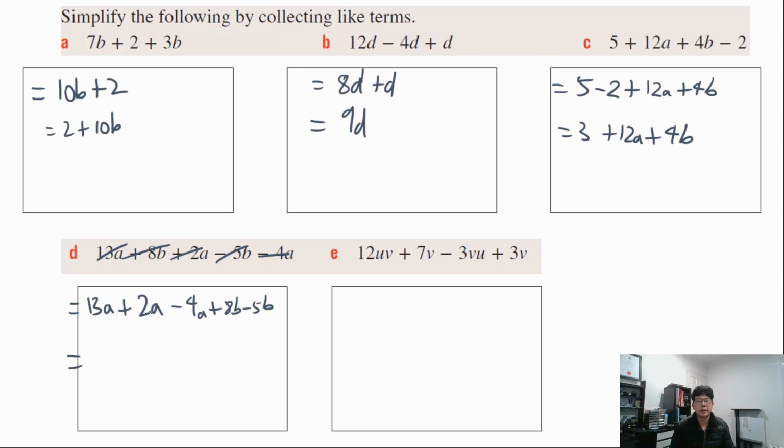Now we have 13a plus 2a, that gives me 15a minus 4a, plus I'll do 8b minus 5b whilst we're here, that gives me 3b, and 15 minus 4, that gives me 9a plus 3b.